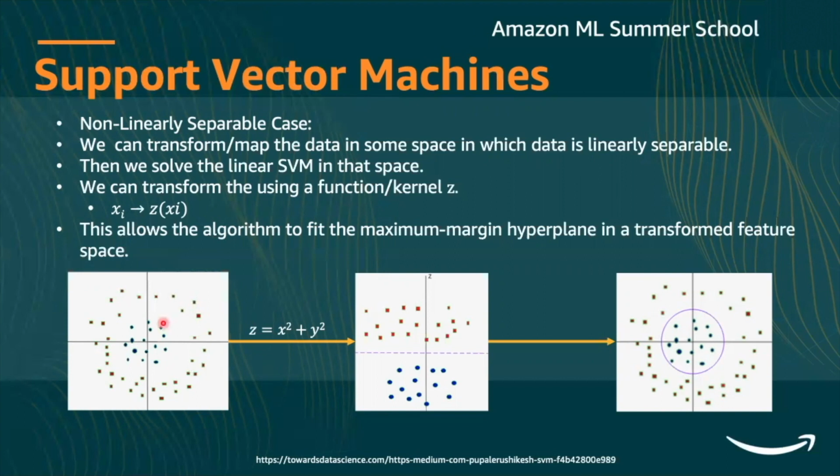However, you can do something clever. You can transform this data into polar coordinates, by x square plus y square. In this polar coordinate, this data set is separable, as you can see here. And then you can draw a line. You can use an SVM in this space, and if you turn it back to the original space, this line corresponds to this circle. So this is known as transformation using a function or a kernel. You transform xi into some z of xi, this z space in which the data set is linearly separable, and you perform an SVM.